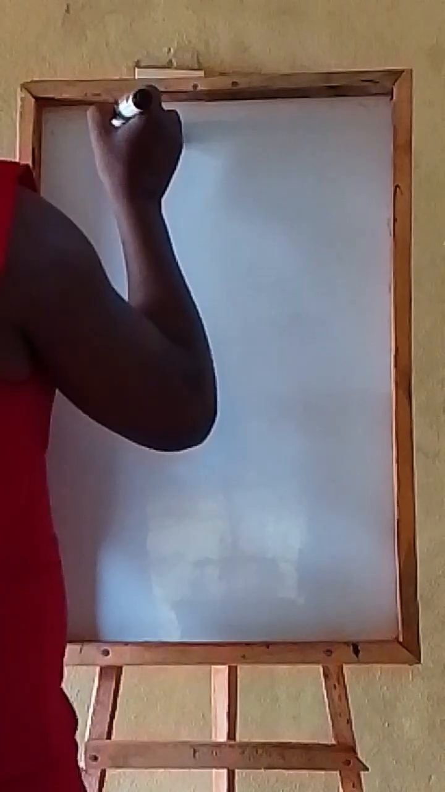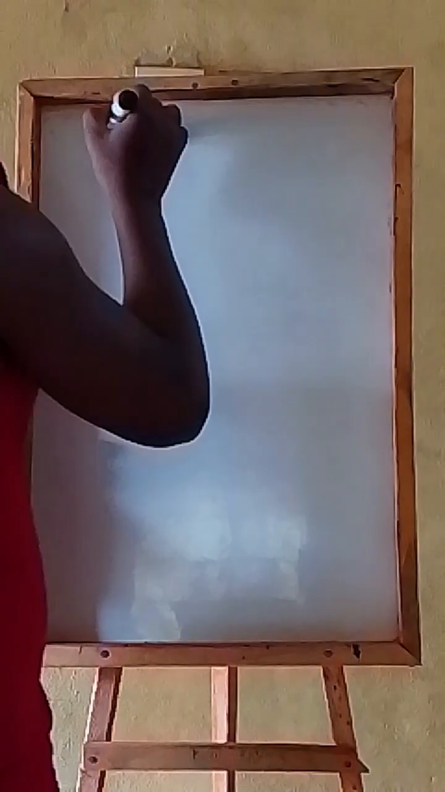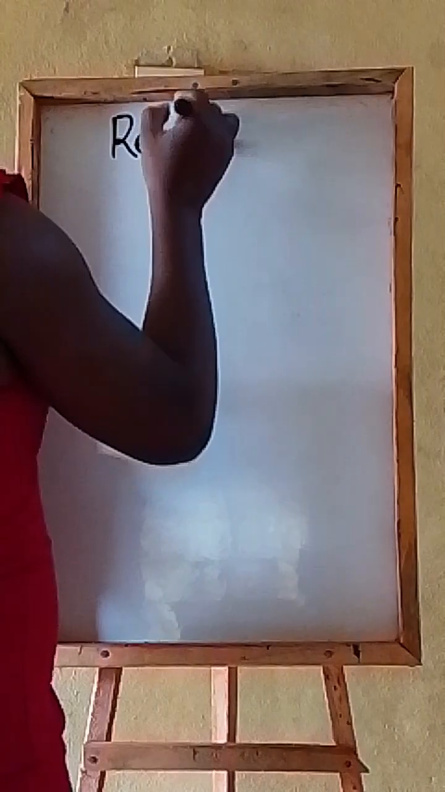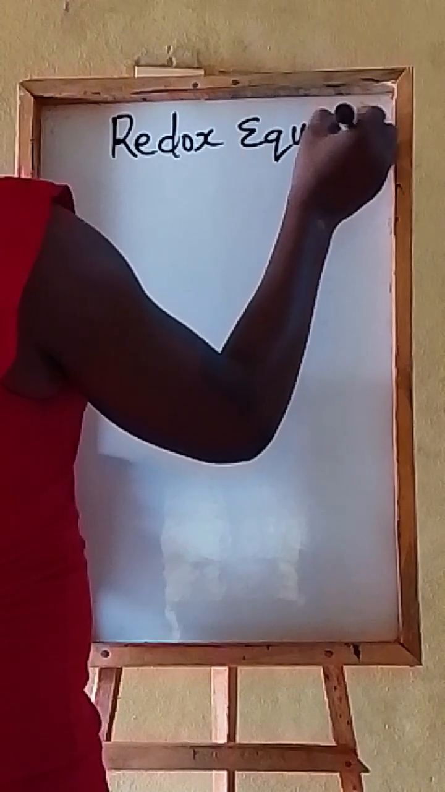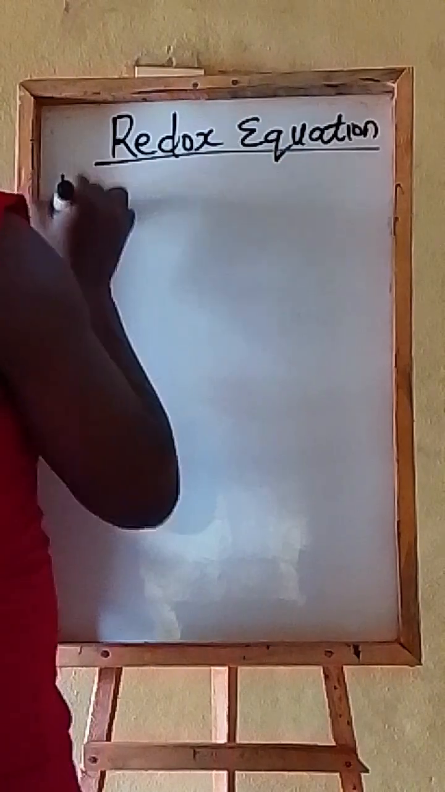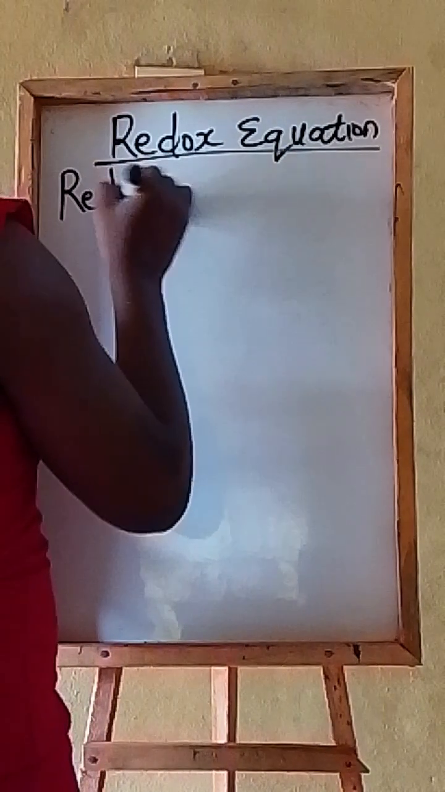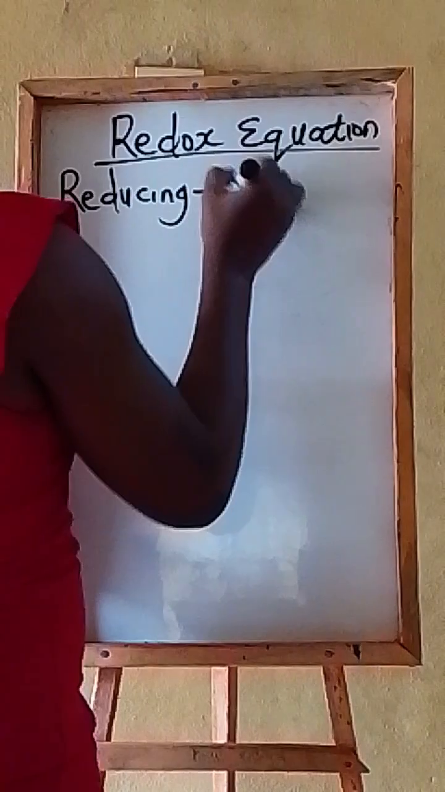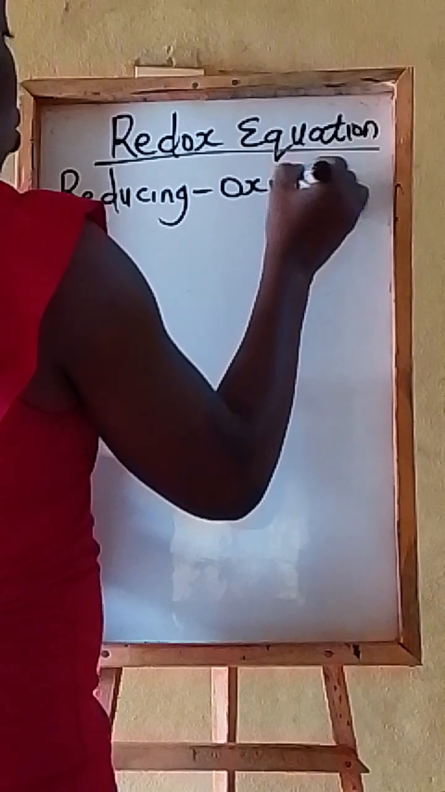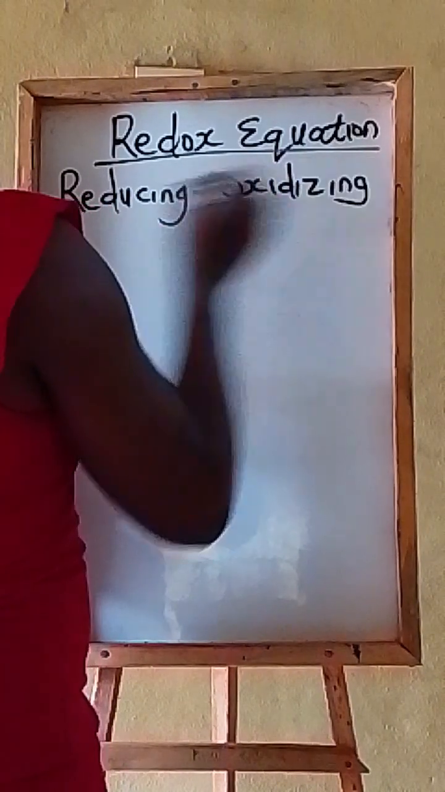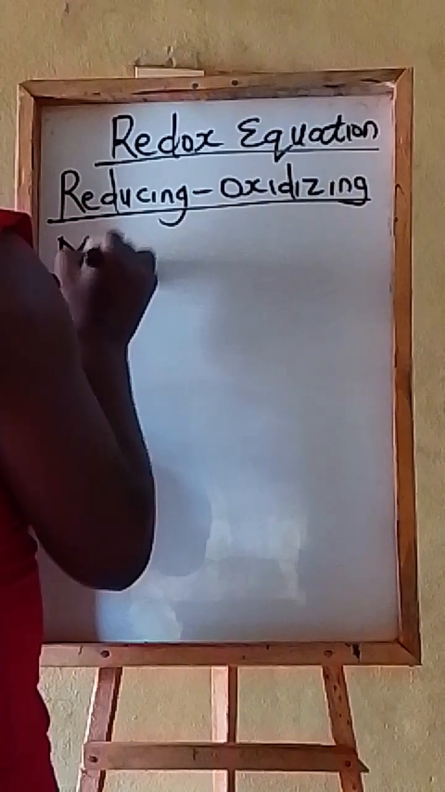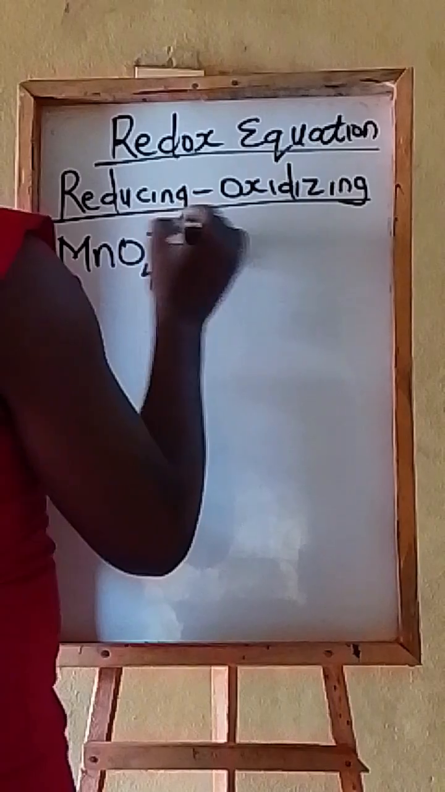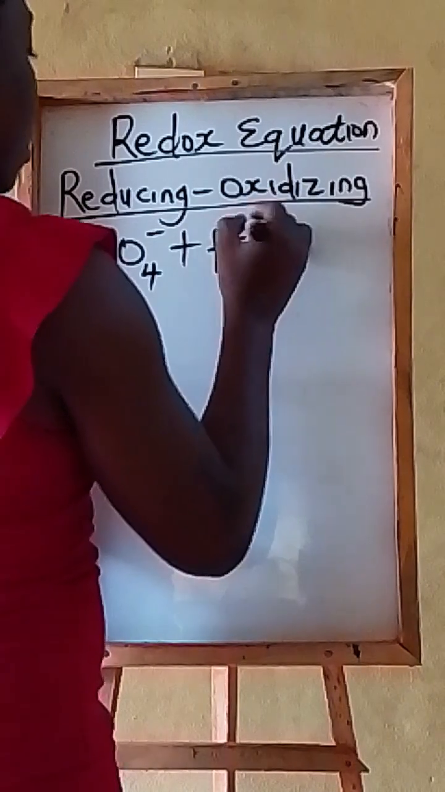Today we are looking at redox reaction. Redox reaction means reducing, oxidizing. And how do we do that? Let's have an equation like this.